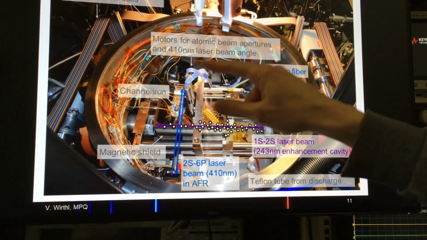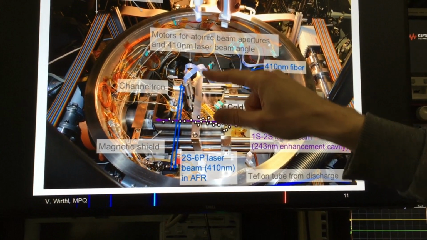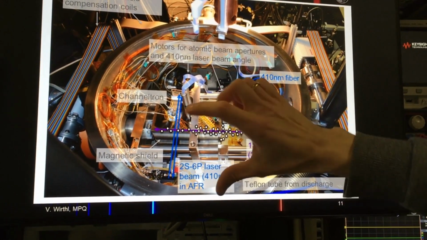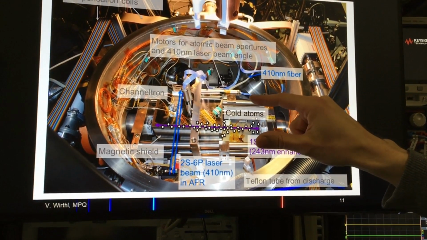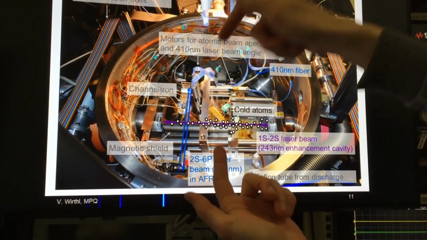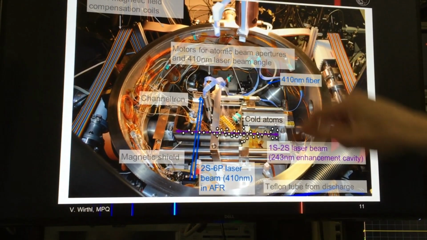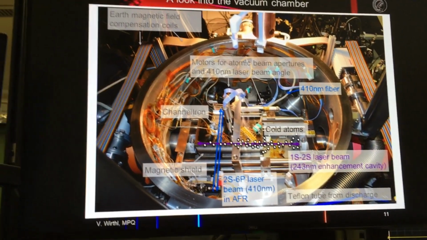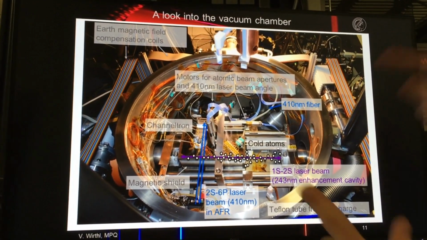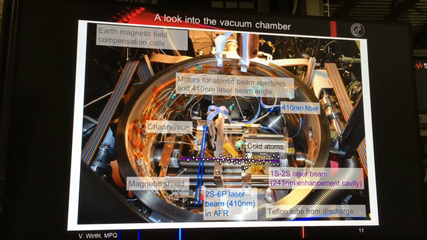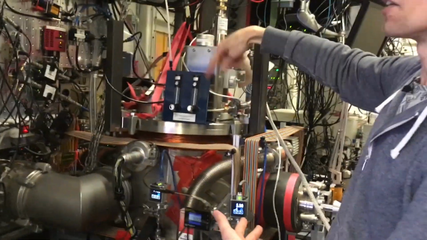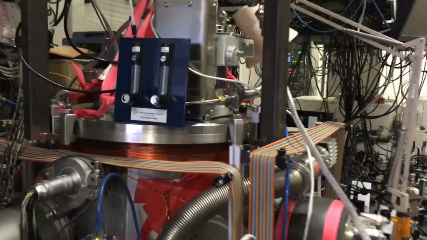And here you also see these motors for the adjustment of the active fiber-based retroreflector angle. And these two motors up here control the apertures to constrain the atomic beam. And outside, these are the Earth's magnetic field compensation coils for each direction. And for the vertical direction we have coils wound around the chamber itself.